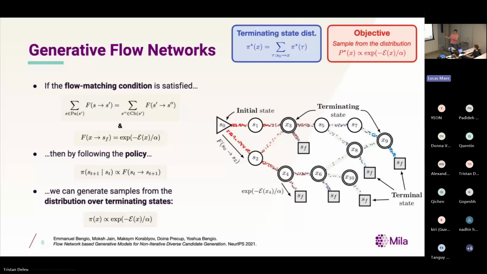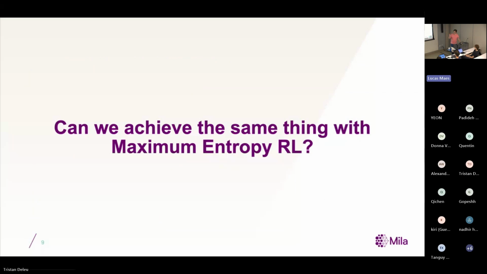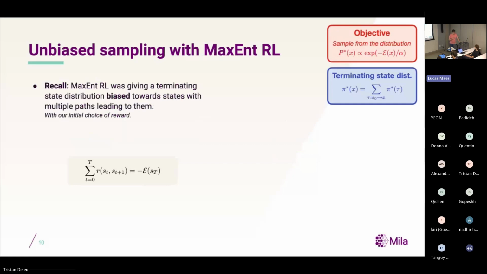So we have a way to solve the problem we were interested in, which is sampling from the Gibbs distribution, through generative flow networks. But now the question is, can we achieve the same thing with MaxEnt RL? Because with MaxEnt RL, we saw that we were very close to solving the same problem. The only issue was in cases where we had multiple trajectories going to a certain terminating state. And so it turns out that we can. This is something that we're showing in this paper, and some other concurrent work I've been looking into as well, which is that MaxEnt RL.